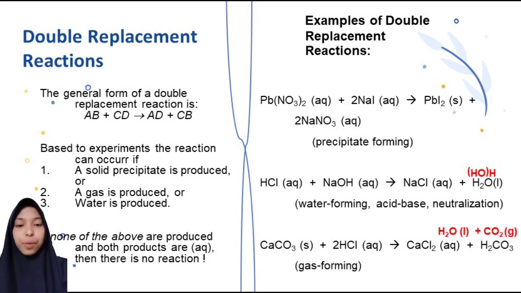3. Calcium carbonate and hydrochloric acid react to form calcium chloride and carbonic acid. This is an example of a reaction where gas forms.